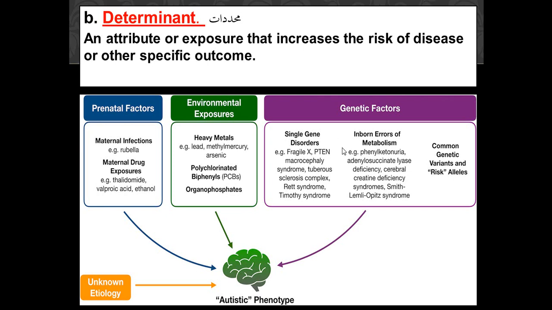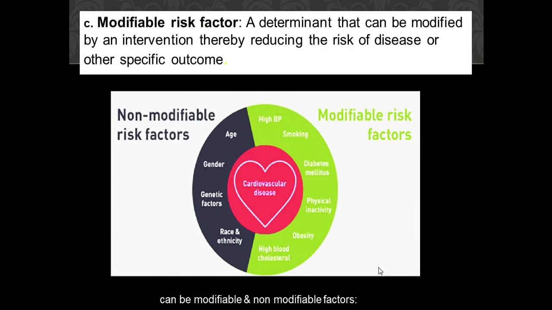But here the genetic factors, like single gene disorders, inborn errors of metabolism, and genetic variants, and there are risk alleles. These are genetic factors, they are non-modifiable. So these are the determinants, they are risk factors. Maybe we can interfere and prevent their occurrence, or they are non-modifiable, like here in genetic factors. C, or number 3, the modifiable risk factor, as we said, modified by intervention therapy and reducing the risk of disease. Here we have non-modifiable and modifiable.